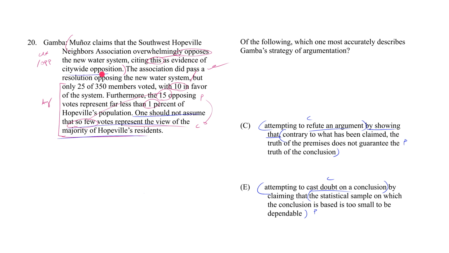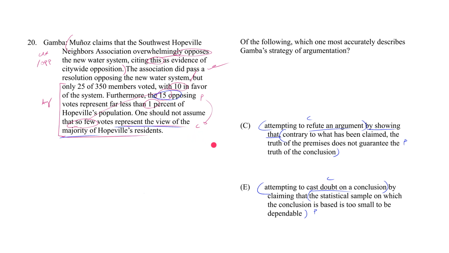Is she saying there isn't citywide opposition, or is she casting doubt on the conclusion of citywide opposition that Muniz makes? Right? One shouldn't assume that 15 votes represent the views of the majority. It's the latter, right? She's just trying to cast doubt. It is an open possibility for Gamba that in reality, a majority of Hopeville's residents actually do oppose the new water system. She's merely saying that, look, your 15 no votes, don't take that to be representative of the majority views. I'm agnostic with respect to what the majority view is.